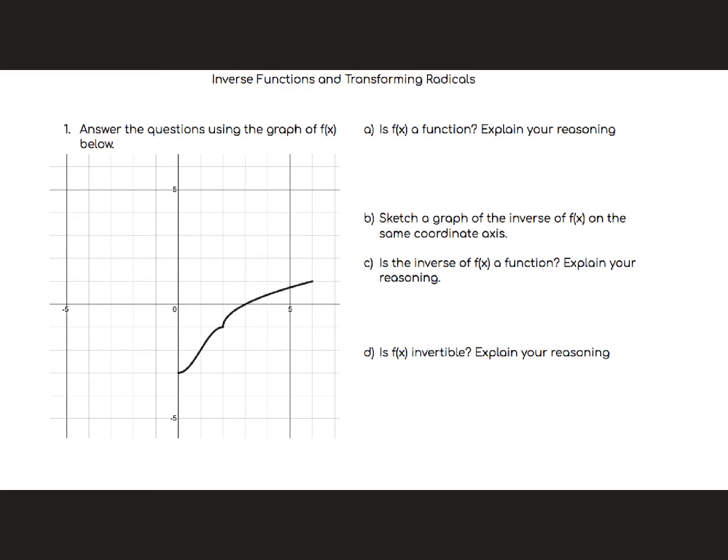Is f of x a function? Yes, f of x looks like it's a function. Your reasoning should be something along the lines of, for each x value, for each input, there is only one output. Something along those lines. Sketch a graph of the inverse.